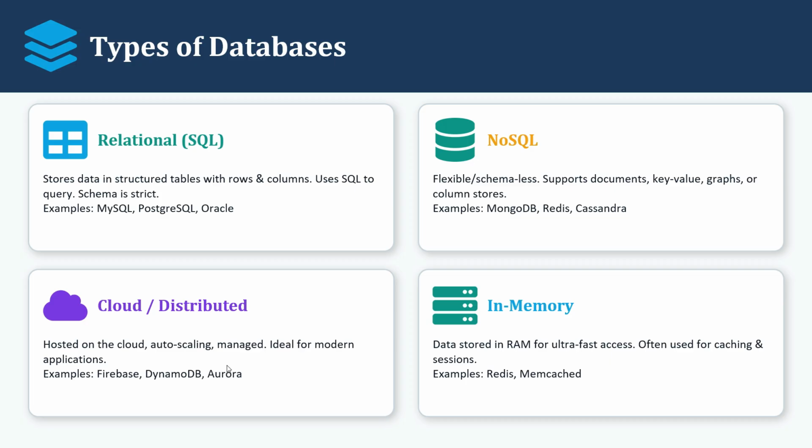And third we have cloud and distributed databases. They are hosted on the cloud, can auto scale and are managed for us. Examples of cloud distributed databases are Firebase, DynamoDB and Amazon Aurora. And the last we have in-memory databases. Data here lives in RAM, so it is extremely fast. Examples of in-memory databases are Redis and Memcached. They are mostly used for caching and sessions.